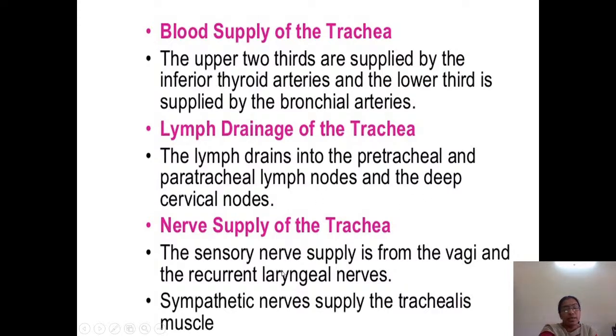Nerve supply, yes. When you saw the larynx, it is supplied by the recurrent laryngeal nerve and the internal laryngeal nerve, but coming here, the trachea is supplied by the recurrent laryngeal nerve. The sensory nerve supply is by the vagus and the recurrent laryngeal nerve. Whereas the sympathetic nerve supplies only the posterior part, which is made up of muscle, called the trachealis muscle. The sympathetic nerve supply is for the trachealis muscle.